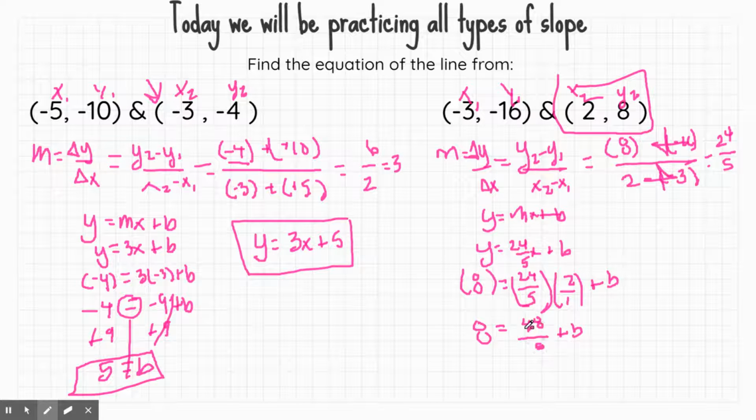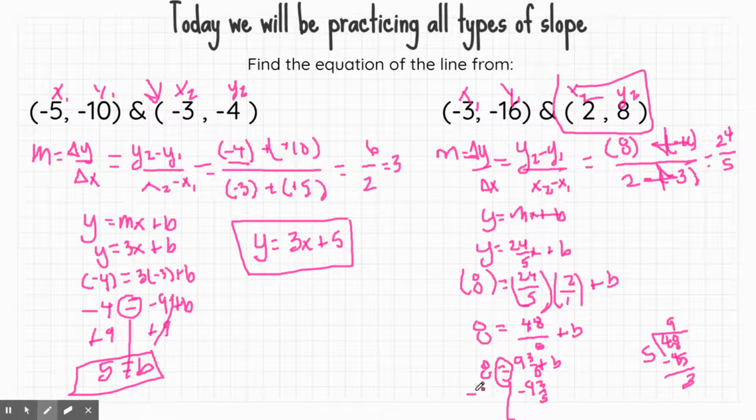I'm going to simplify this into a mixed number, so I'm going to do 48 divided by 5. Okay, 5 goes into 48 9 times minus 45 with 3 left over. So that means that this is the same thing as saying 8 equals 9 3/5 plus b. Center of my equation is the equal sign. I'm going to subtract 9 3/5 from both sides. If I have $8, but I owe you 9 3/5 of a dollar, then I'm still going to owe you $1 3/5 of a dollar left. So my b is -1 3/5.